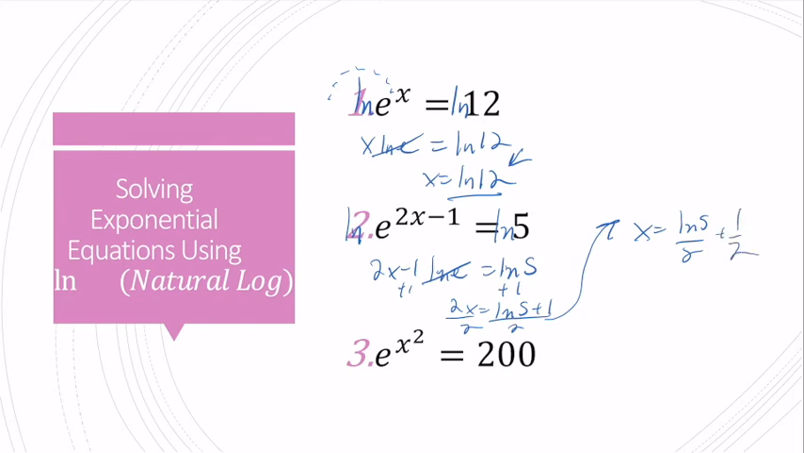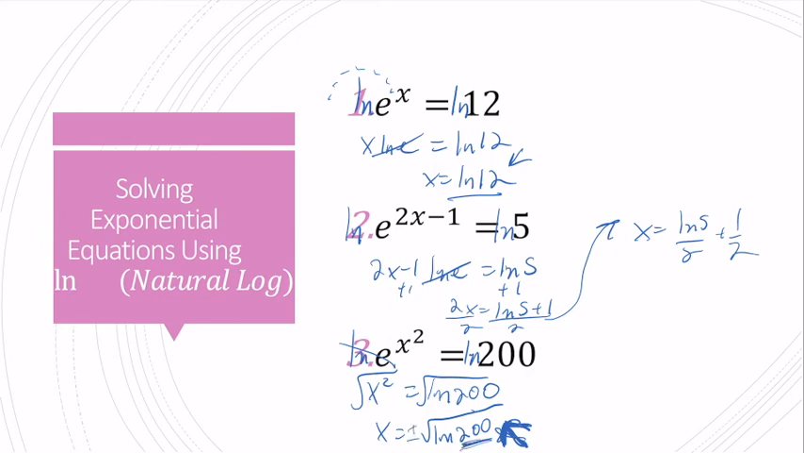Last but not least, if I have e to the x squared equals 200, and I take the natural log of both sides, that gives me x squared. Natural log of e cancels, equals the natural log of 200. I then want to go ahead and take the square root. So I have x equals the square root of the natural log of 200 as my answer. Note, I cannot go ahead and simplify this natural log of 200 because it's not the square root of 200, it's the square root of the natural log of 200.